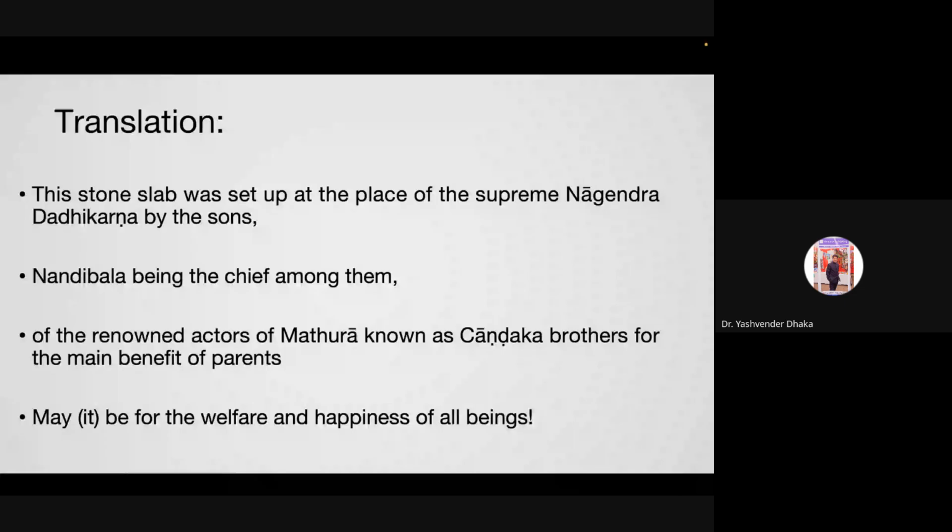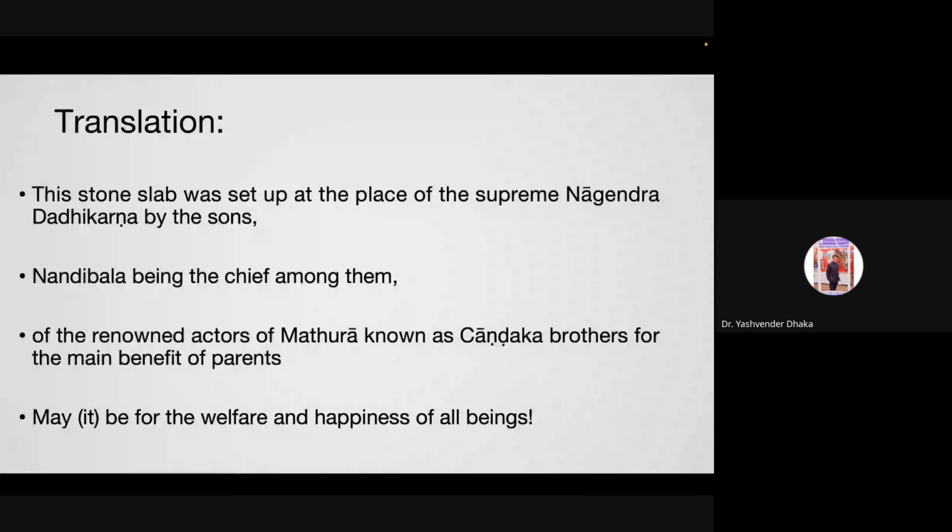Now, in the last line, as is standard practice, it comes to: may it be for the welfare and happiness of all beings. So, in the end, they are wishing for the welfare and happiness of everybody who is residing in Mathura.